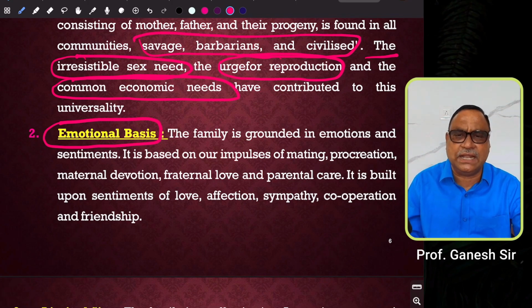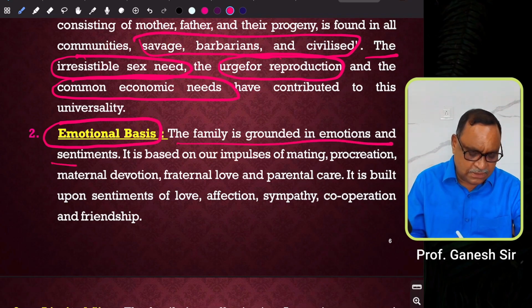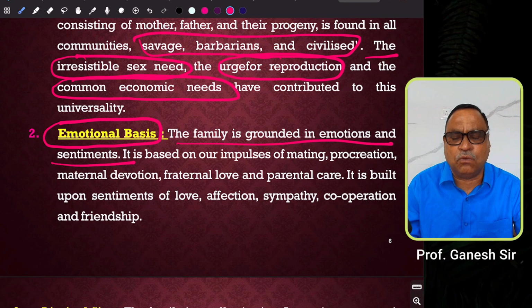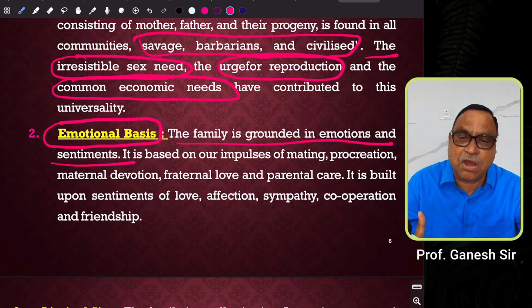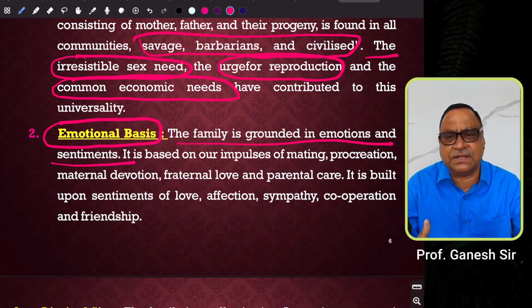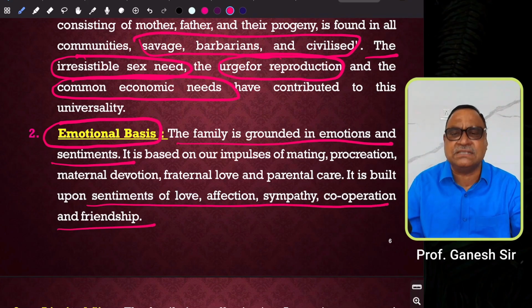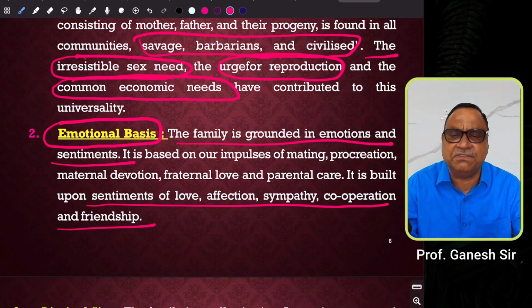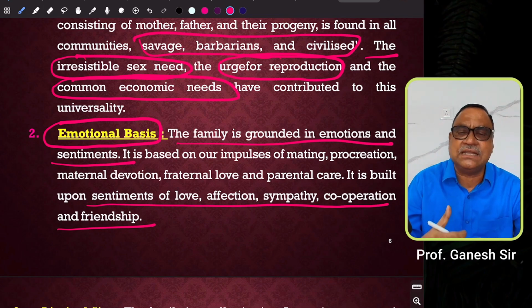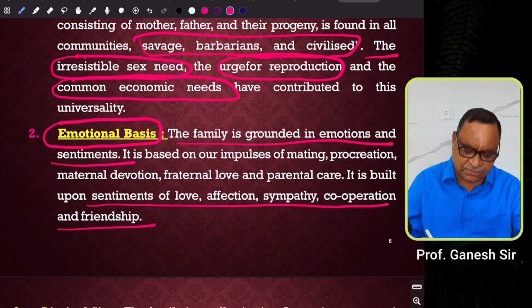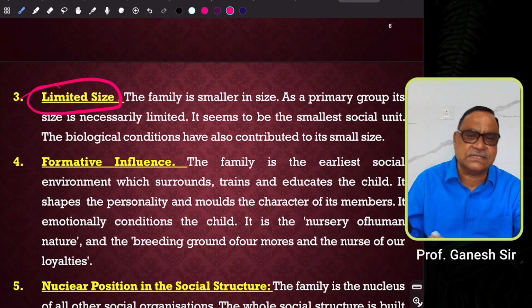The family is grounded in emotions and sentiments. It is based on our impulses of mating, procreation, maternal devotion, fraternal love, and parental care. It is built upon sentiments of love, affection, sympathy, cooperation, and friendship. So these are the fundamental features of the family system. Family means not just a group of individuals living together, but they have interrelationships which consist of this love, affection, sympathy, and cooperation.